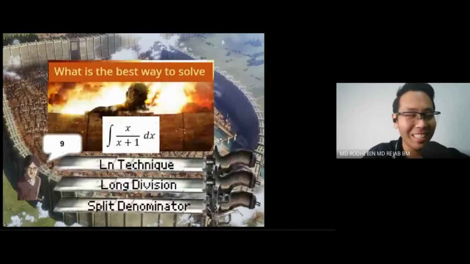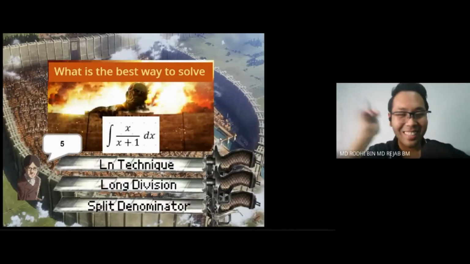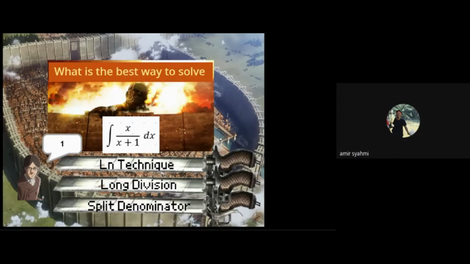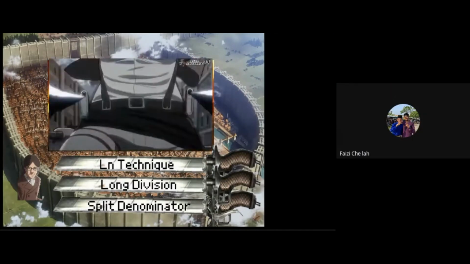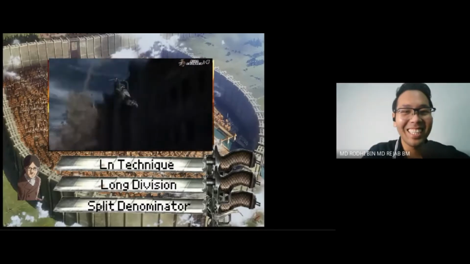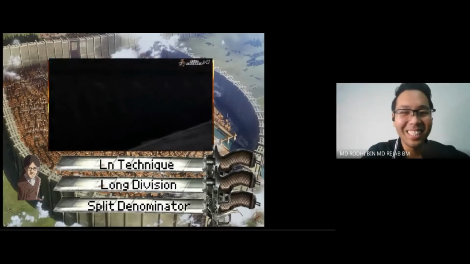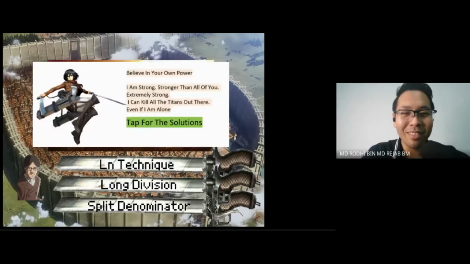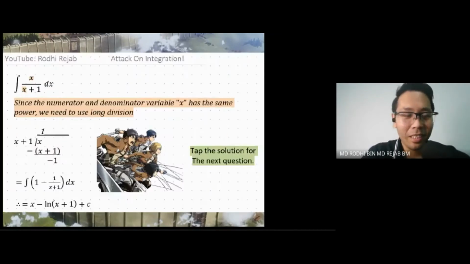Okay, come on. Long division. Long division. Okay, luck. Okay, I believe there's a Mikasa fan over here. Alright, since the numerator and denominator have the same power for the variable x, you need to use long division.